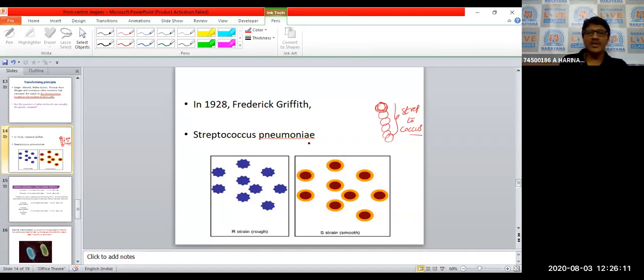This bacterium is also known as Diplococcus pneumoniae, though now we call it Streptococcus pneumoniae. Griffith worked on pneumonia, and he found that the cause is Streptococcus pneumoniae, which causes lung infection in all animals as well as humans.